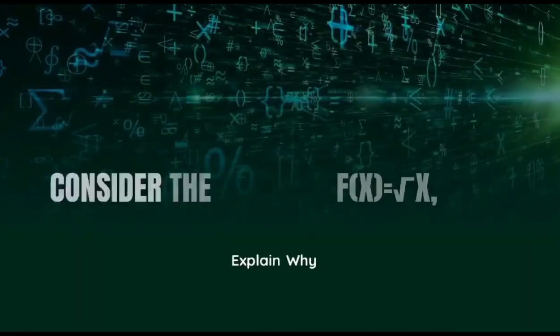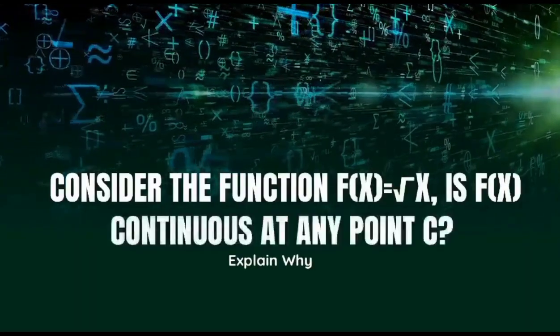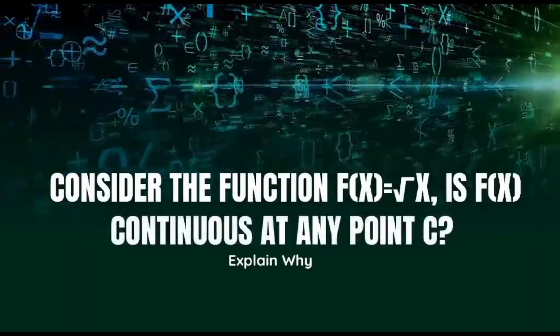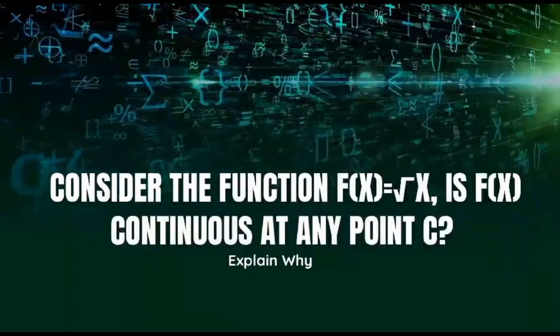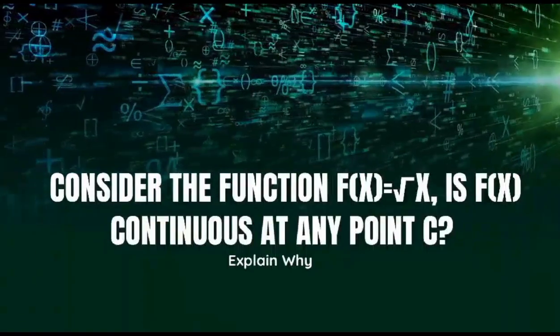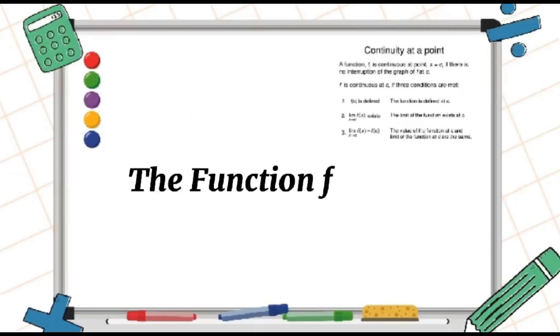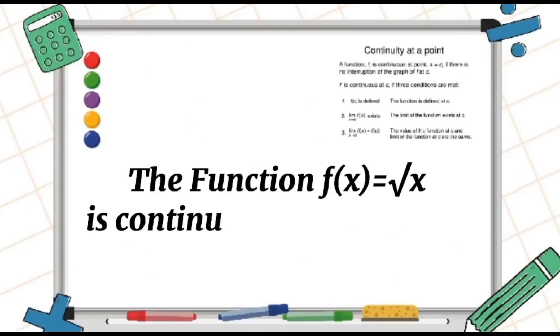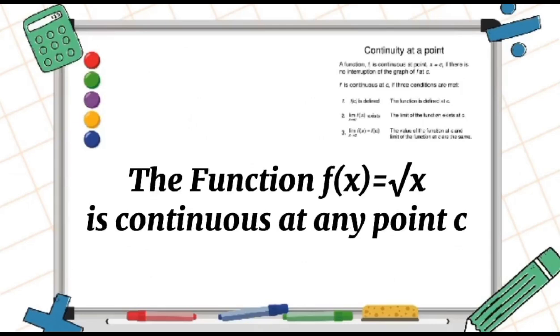Now let's move on to question number 3. Consider the function f of x equals the square root of x. Is f of x continuous at any point c? Explain why. The function f of x equals the square root of x is continuous at any point c if c is greater than or equal to 0.